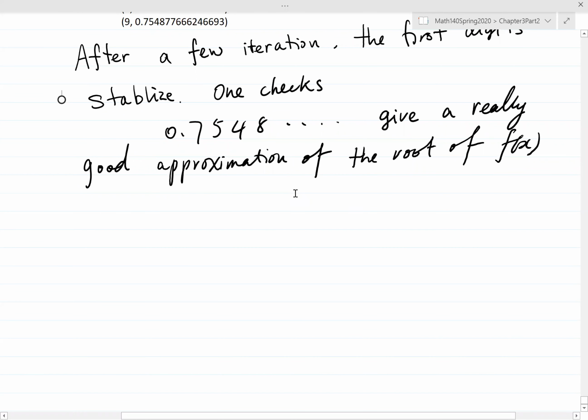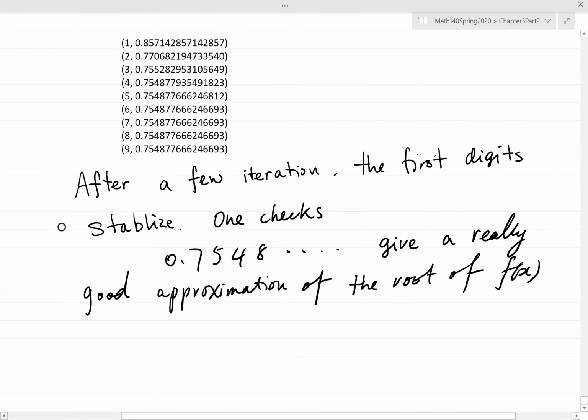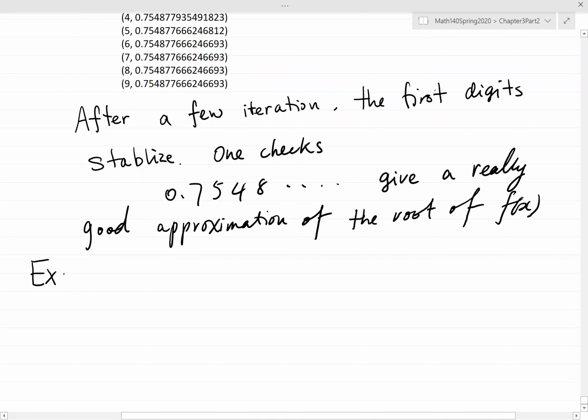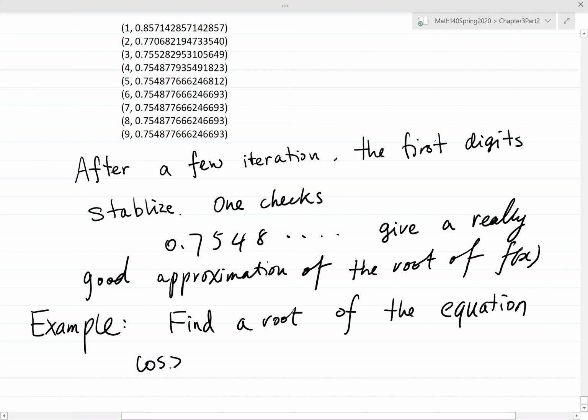Okay, another example. Solve this. Find a root of the equation cosine x equals x.